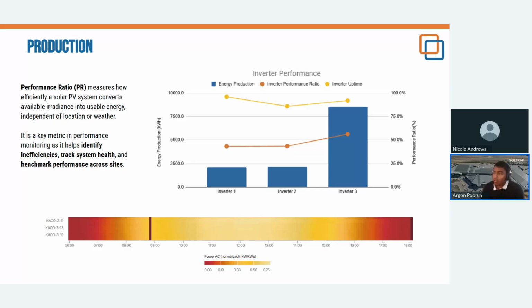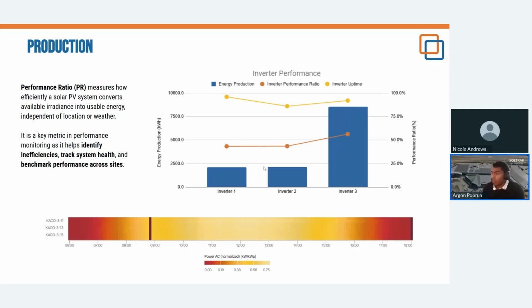You would typically expect for a new site performance ratios to be in and around 75%, and then degrading by around 0.6% per year as the years go on. So that's a good indicator of the health of the system. Over here you can see that the inverter performance ratios are actually reasonably low, sitting below 50%. So we know that there's likely something that needs to be investigated with regards to production on the site.